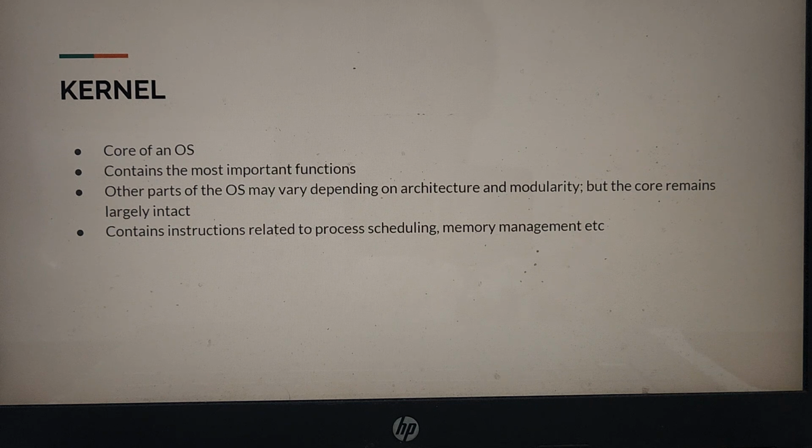Similarly, in an OS, there are a bunch of functions, a bunch of instructions to perform a bunch of tasks. Some of them, the core, the most important of them, are called the kernel. The other parts of the OS may vary depending on architecture and modularity, but the core remains largely intact. What do I mean by this line?